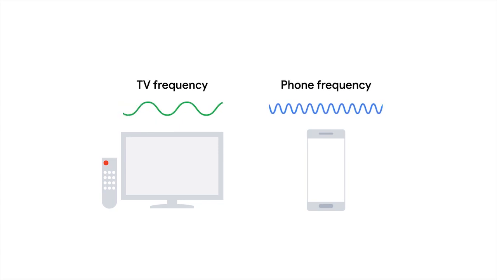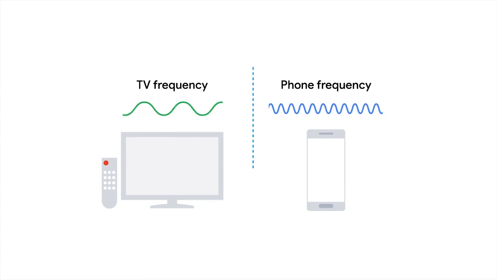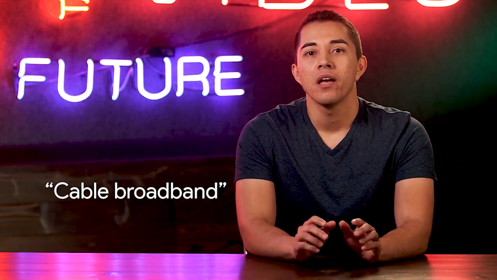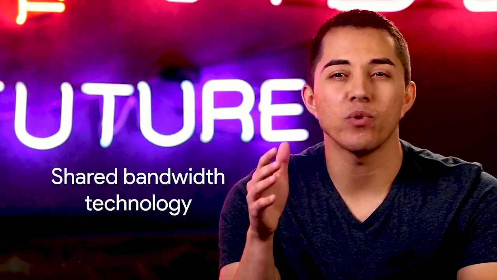By using frequencies that don't interfere with television broadcast, cable-based internet access technologies were able to deliver high-speed internet access across these same cables. This is the technology we refer to when we say cable broadband. One of the main differences in how cable internet access works when compared to other broadband solutions is that cable is generally what's known as a shared bandwidth technology.